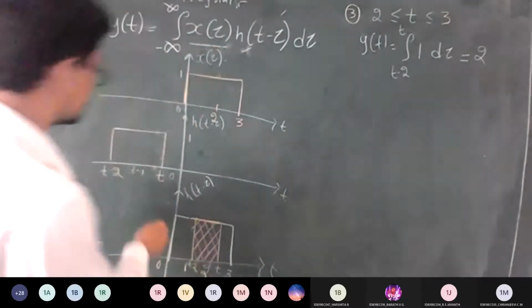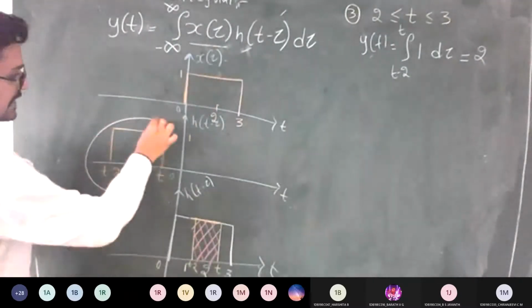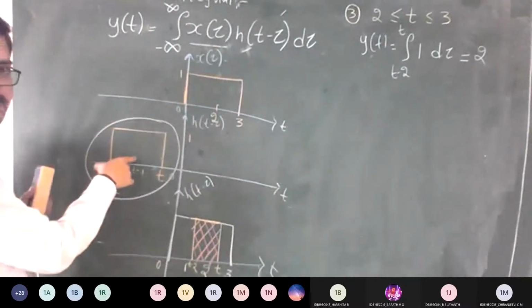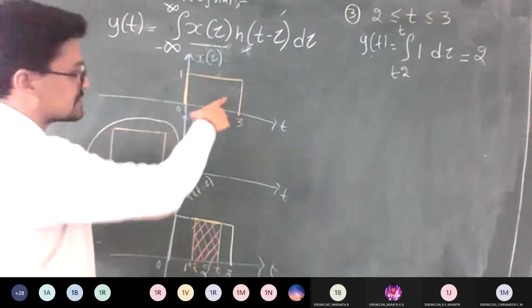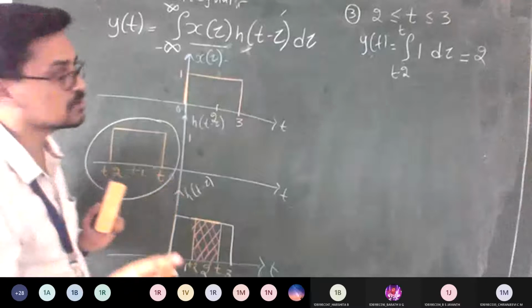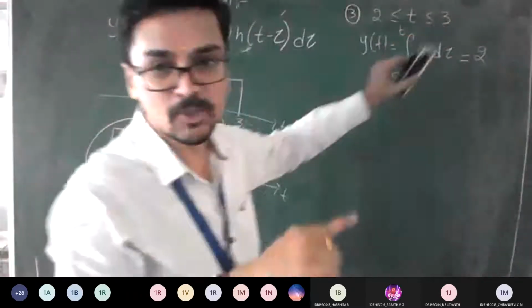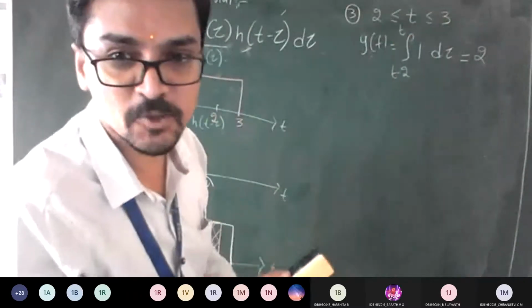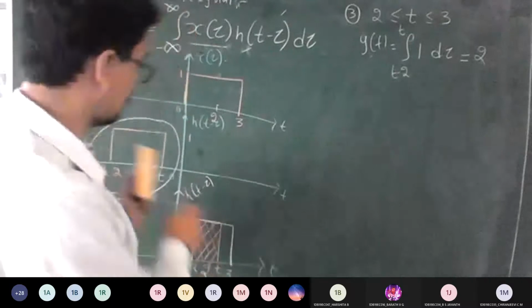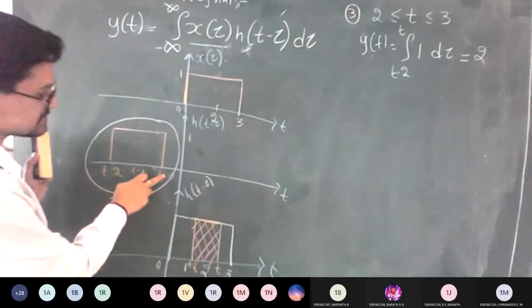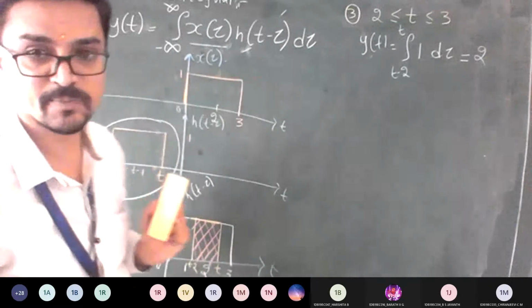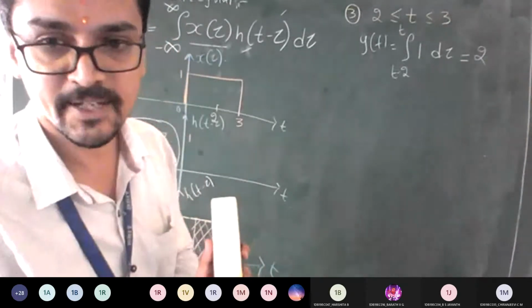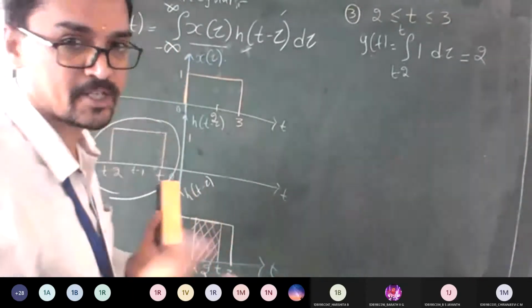Okay. See, look at this diagram. You observe this diagram carefully. I am moving this. The movement of convolution is happening between this and this. Correct? So what did I tell? T is between 2 to 3. So if T is between 2 to 3, then where is your T minus 2? Look at this diagram. If I am placing T between 2 to 3, then T minus 2 should be an end, right? Yes or no? So how to place that? That's why I told you.